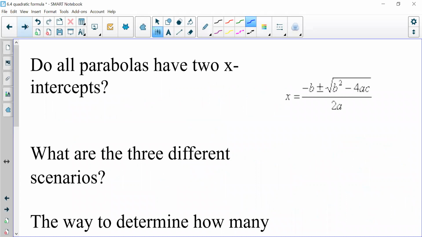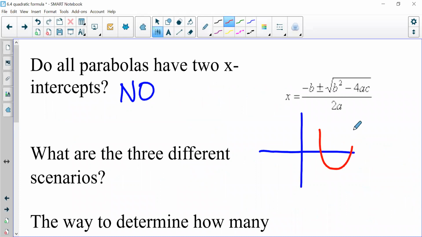Now we've talked about this. Do all parabolas have 2 x-intercepts? No. What are the 3 different options for the number of x-intercepts a parabola can have? We know it can have 2 if it looks something like this, 1 there, 1 there. What are my other options? Actually, a parabola cannot go sideways. You can pick smiley face or frowny face. So that won't be an option.